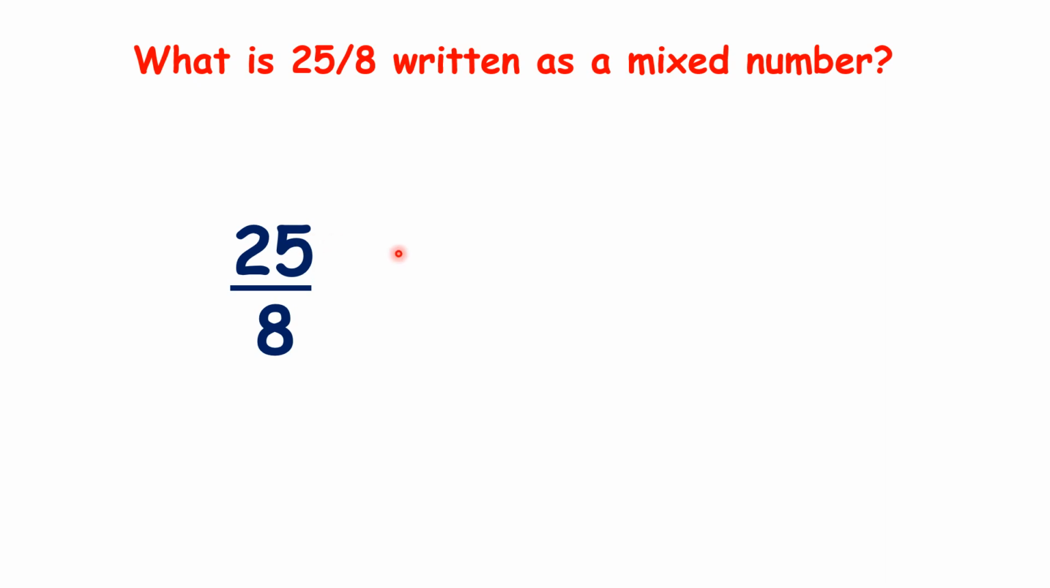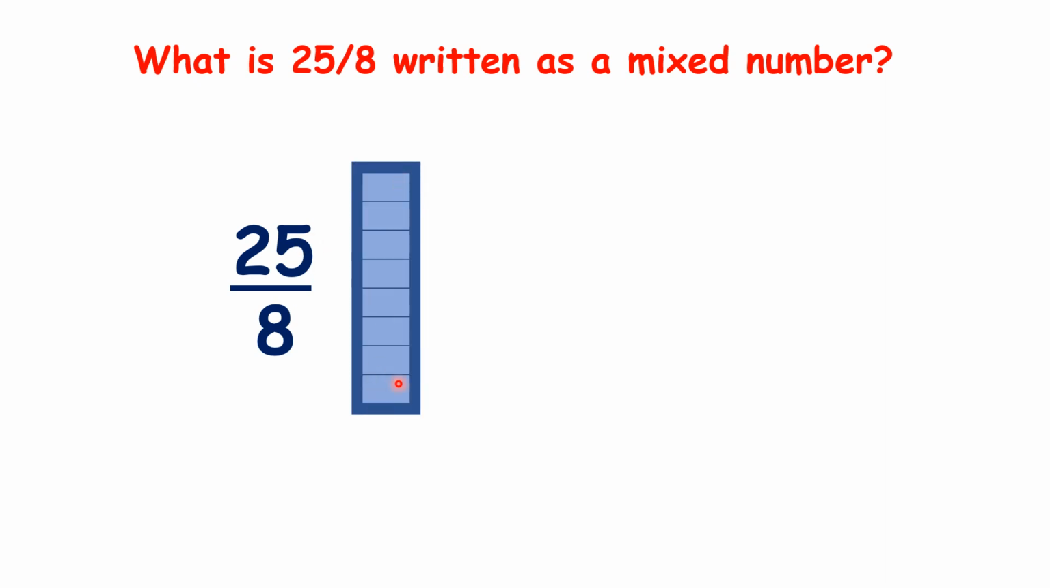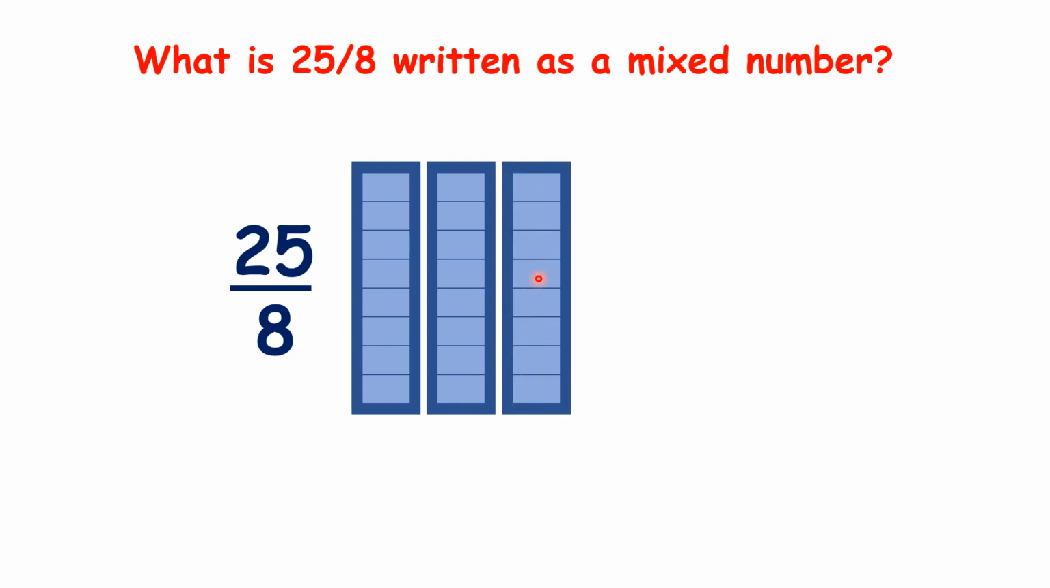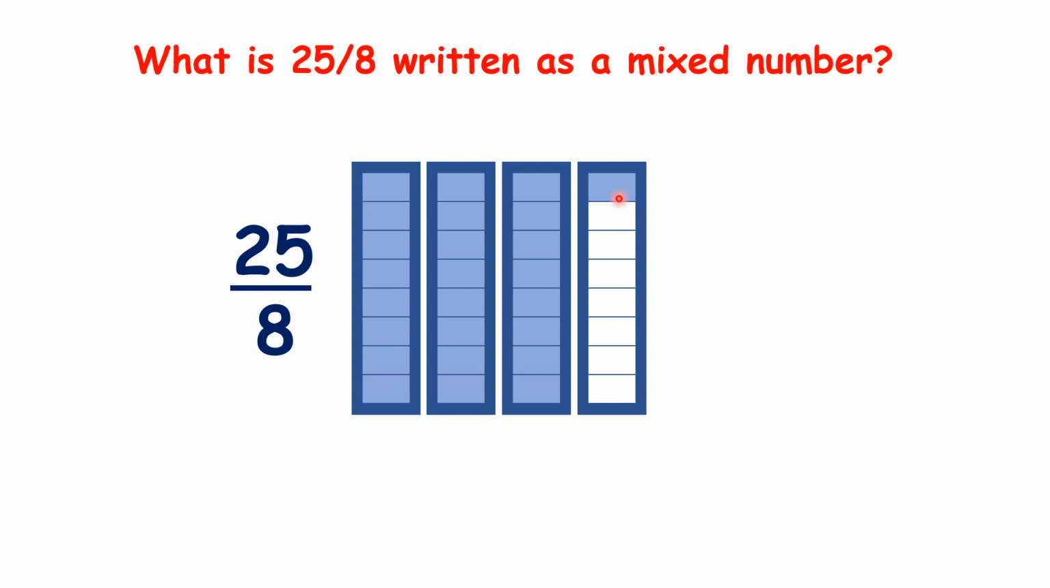25 pieces. So there's 8/8. Now we have 16/8. Now 24/8. So we have 24 pieces where each piece is 1/8 of a rectangle. So now we just need one more, and there we have 25/8. Now you can probably see what this is going to be as a mixed number, 3 and 1/8, because we've coloured 3 whole rectangles and 1/8 of another one.